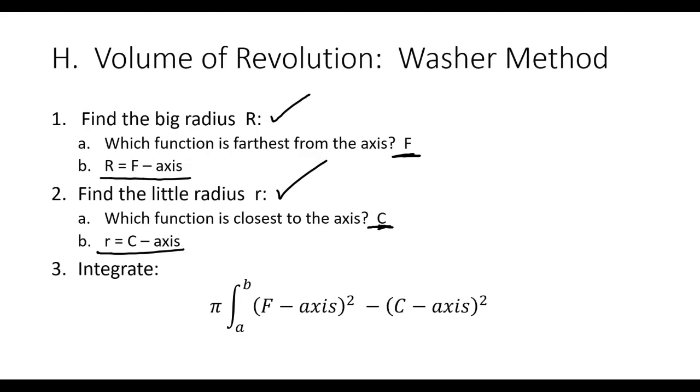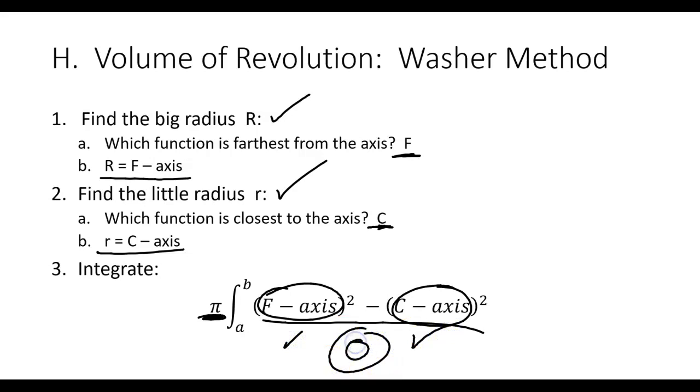And then you just use this formula. This is your big radius squared. This is your little radius squared, and both of them are being multiplied by pi, so we just put it over there in the front. And so you're basically taking the area of a big circle and subtracting from it the area of a little circle, which is a washer. And when you add all those up with an integral, you get a volume of some shape with a hollow center in it. And that's the washer method.